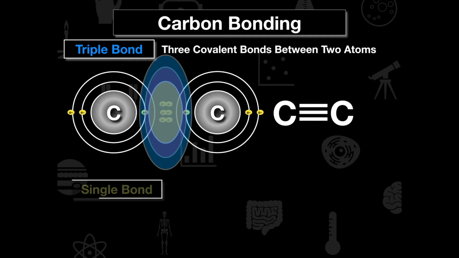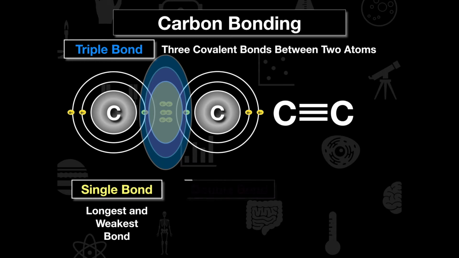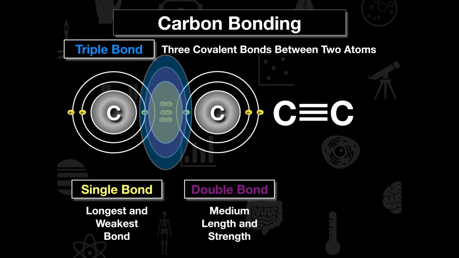So the strength and then the length of the bonds are going to be affected by how many electrons are shared. A single bond, there is more distance in between the 2 carbon atoms. It's the longest and the weakest bond. Now, a double bond is going to be somewhere in the middle. It's going to be medium in length and medium in strength.